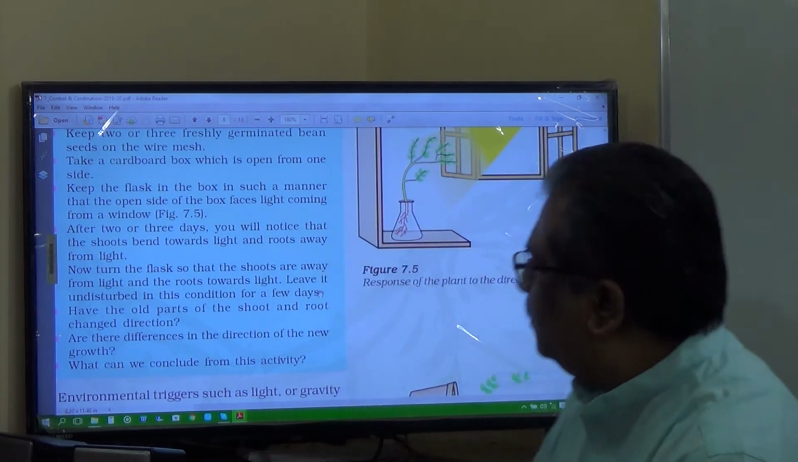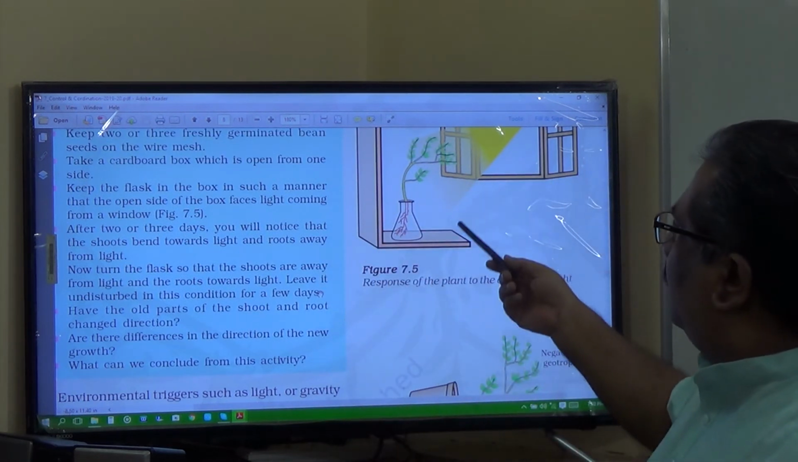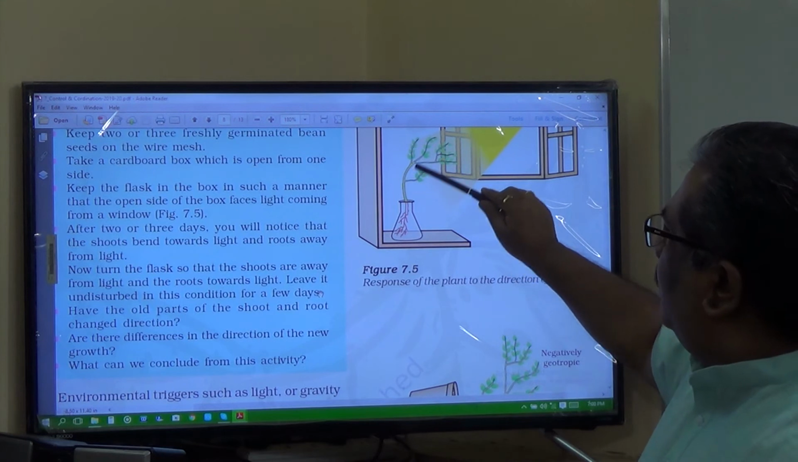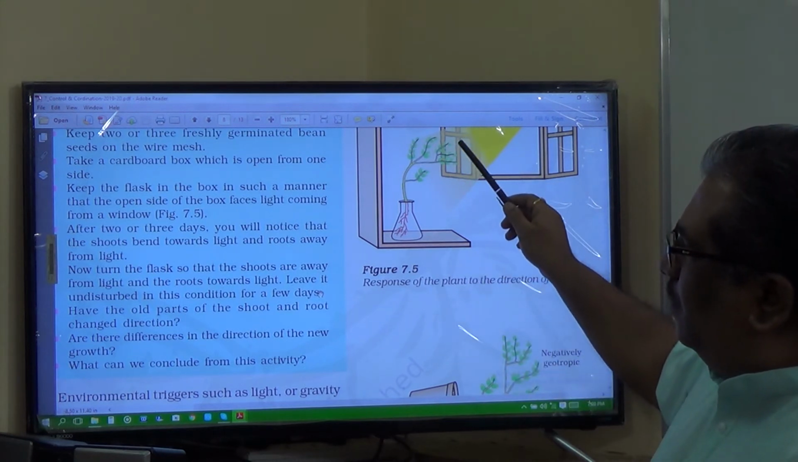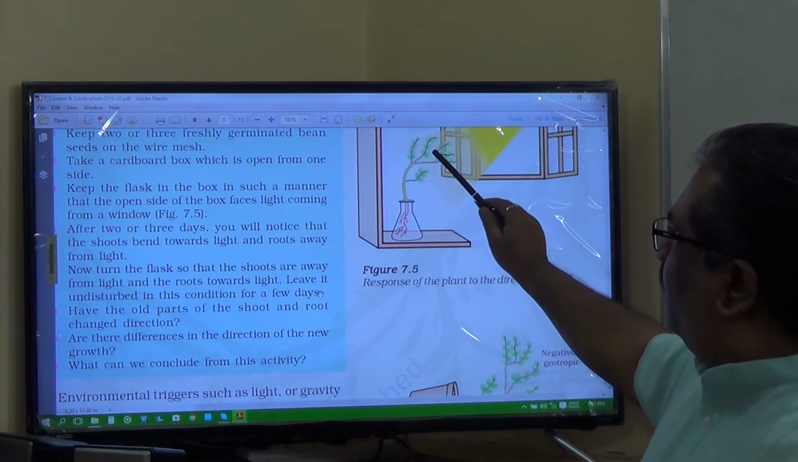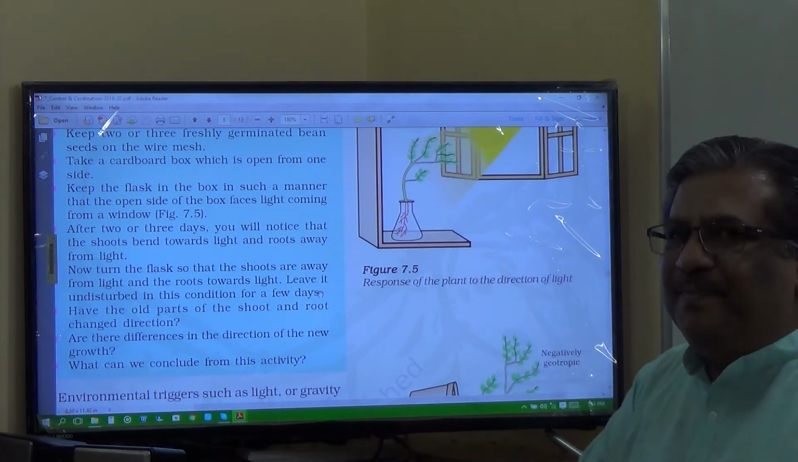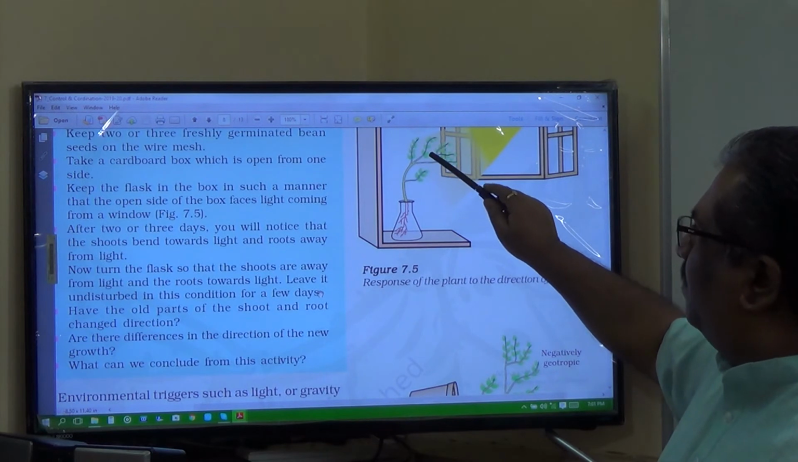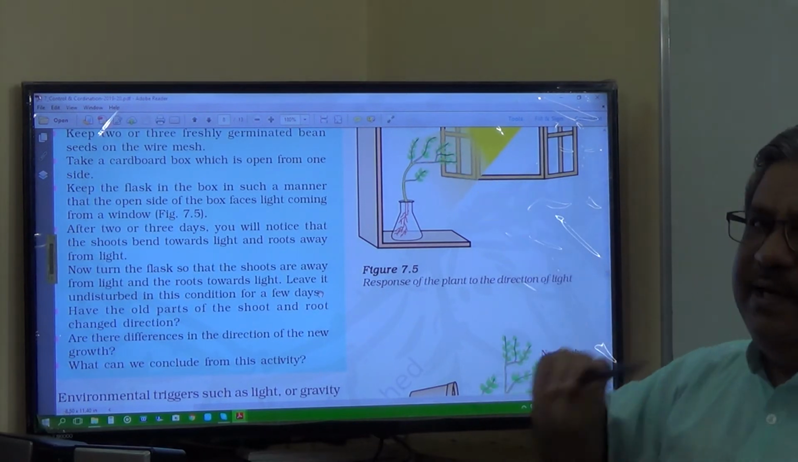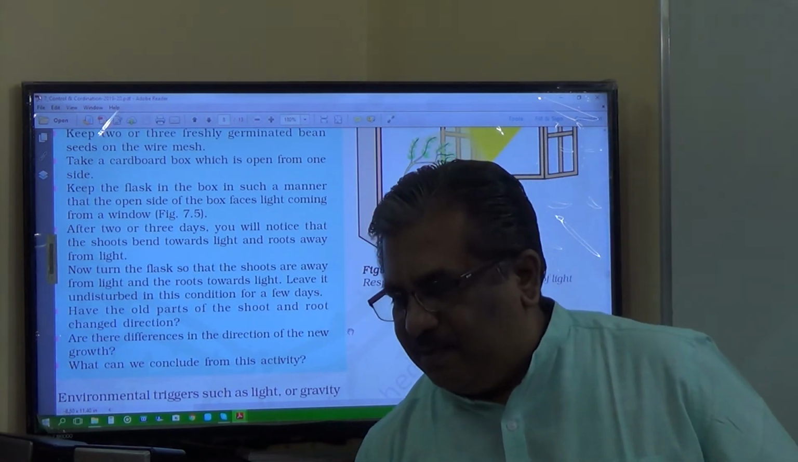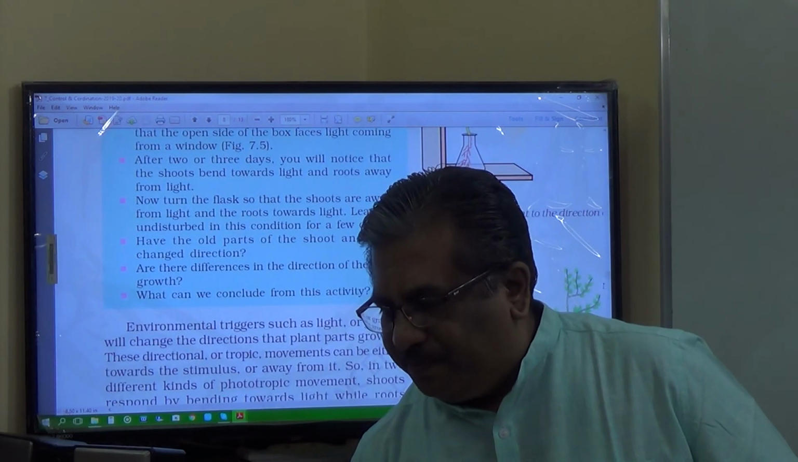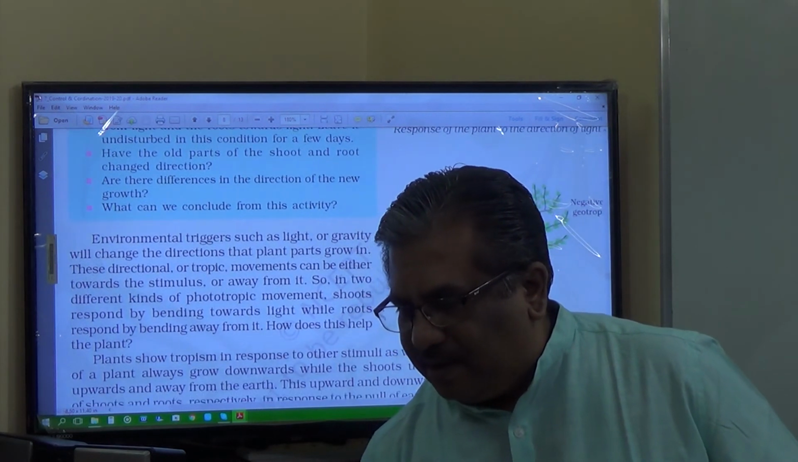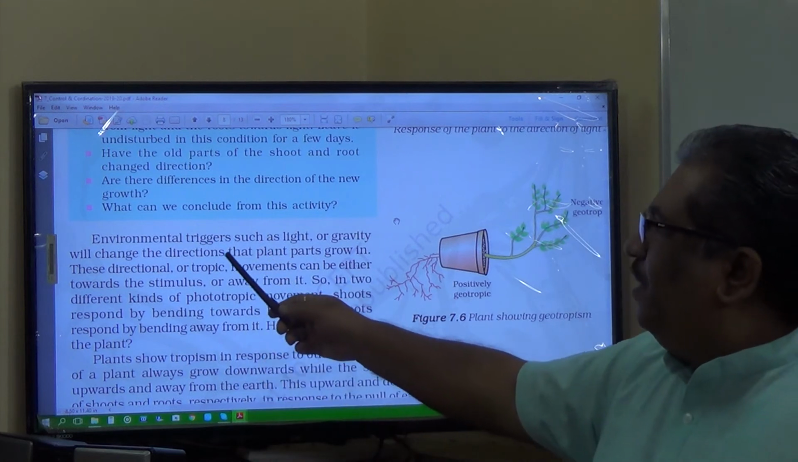So, the response of the plant to the direction of the light. This is how it is bending towards us. Where is the explanation for this phenomenon of bending of the stem of the plant towards the light? Where is it explained in your textbook? Let me locate that part. See here how it has been explained.